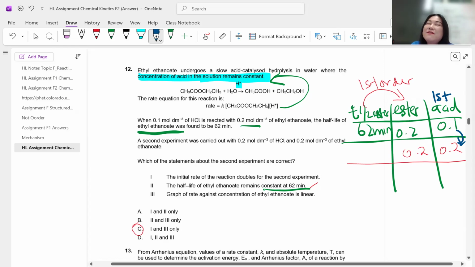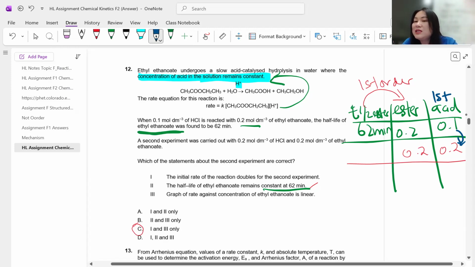So the half-life with respect to ester changing is not because ester concentration changes, because it's first order. With respect to the ester, the half-life should be constant, even if ester changes. But now the case is it's not ester that is changing, it's the acid that is changing. This half-life is constant for the ester if you change the concentration of ester. So regardless of whether the ester concentration is 0.4 and acid 0.1, it will be 62. If ester concentration is 0.1, acid 0.1, it is still 62.